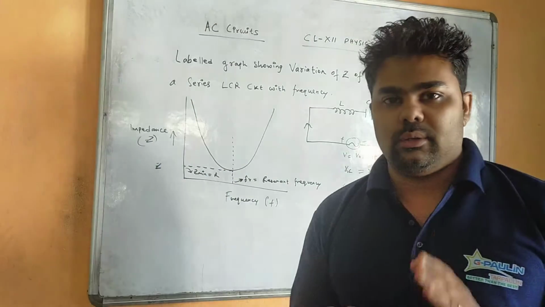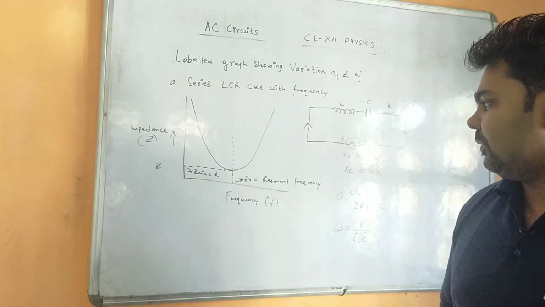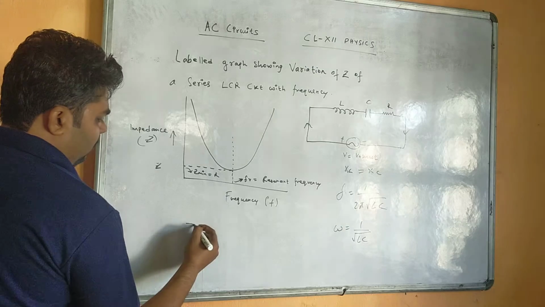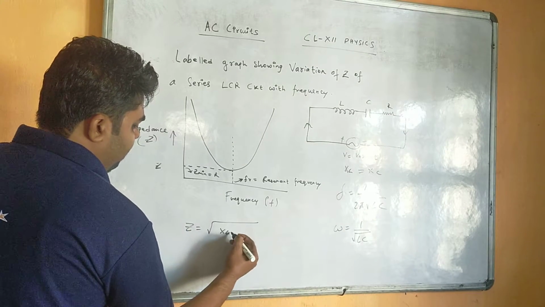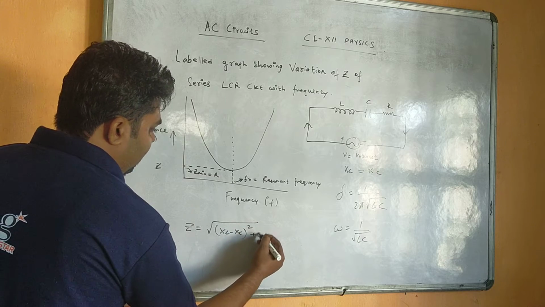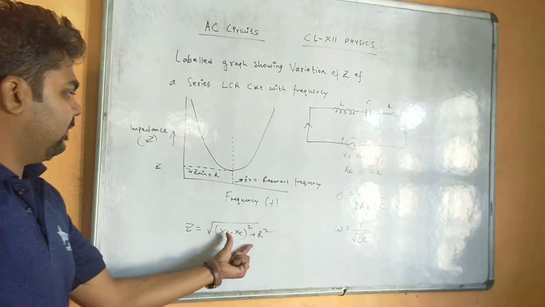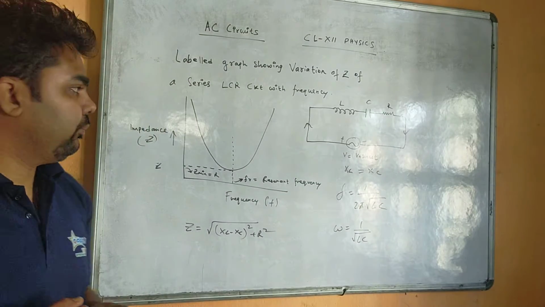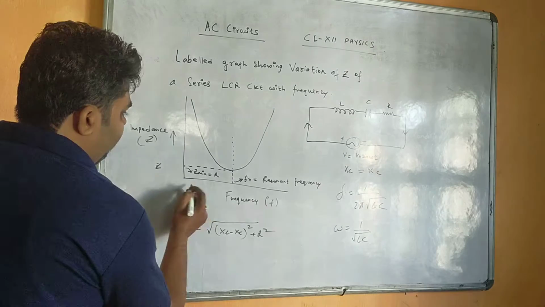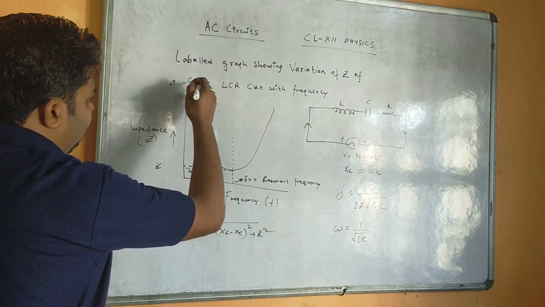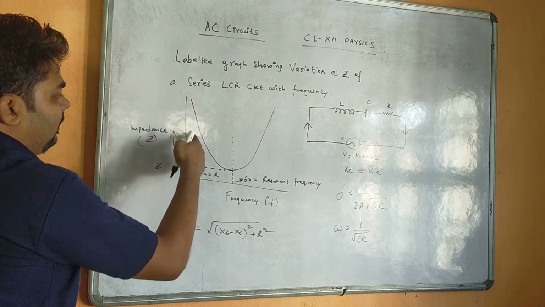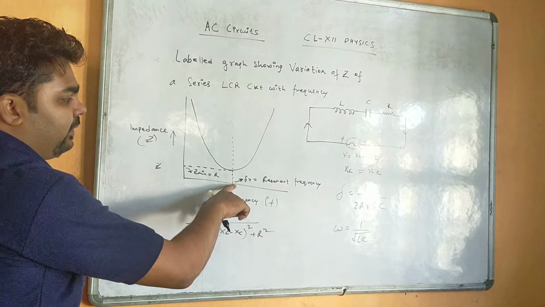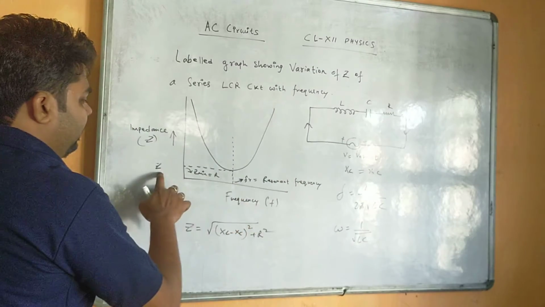So what is the variation of impedance versus frequency? Before explaining this graph, let's see, Z equals root under XL minus XC whole square plus R square, right? When XL equals XC, the frequency was 1 by 2 pi root under LC. It has been seen that when the frequency is increasing, impedance is decreasing. Impedance decreases as frequency increases. At a particular frequency, which we call the resonant frequency, Z becomes equal to R.